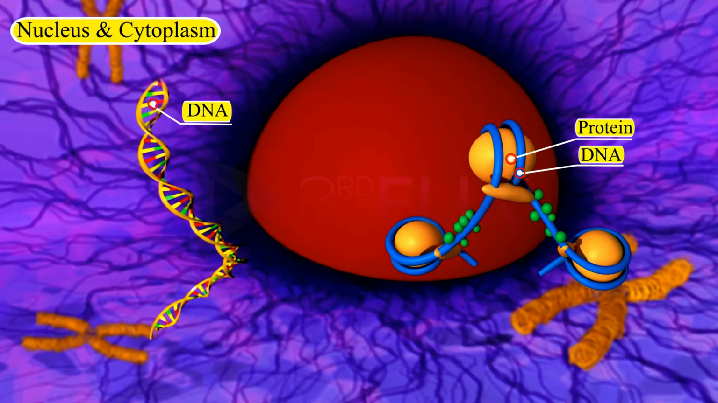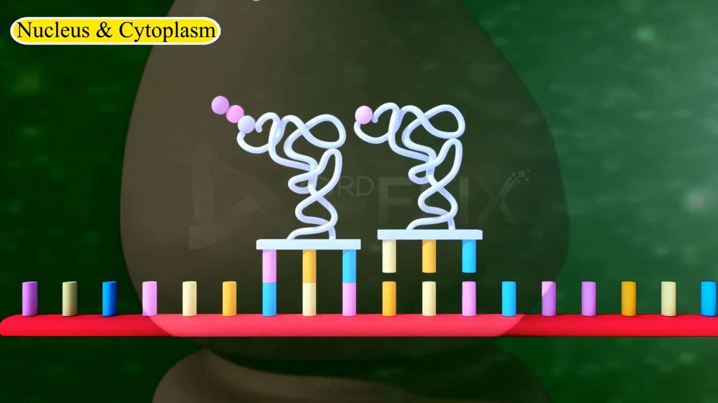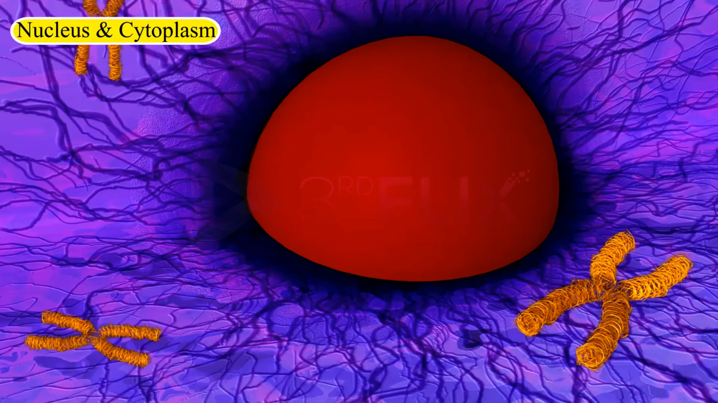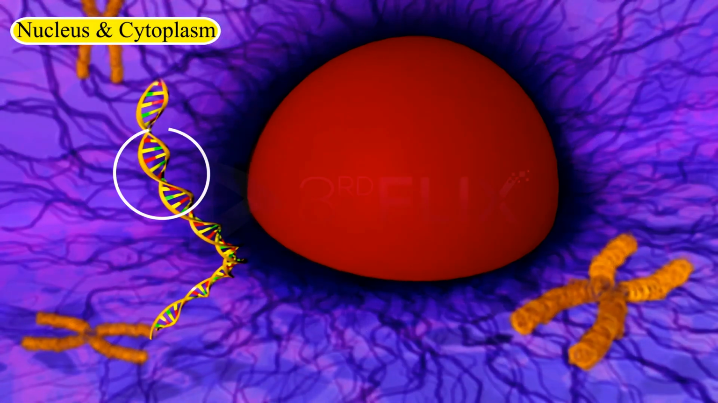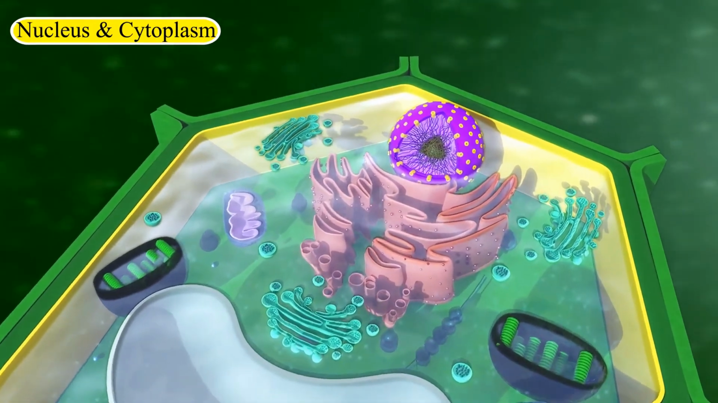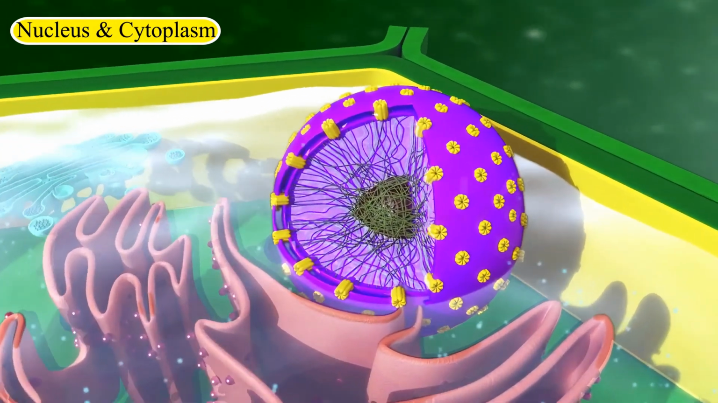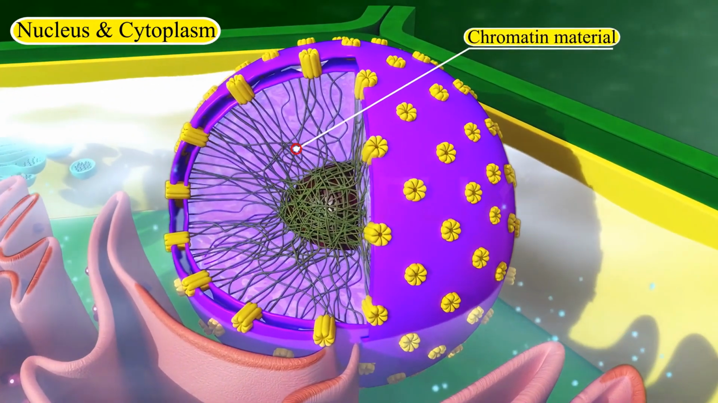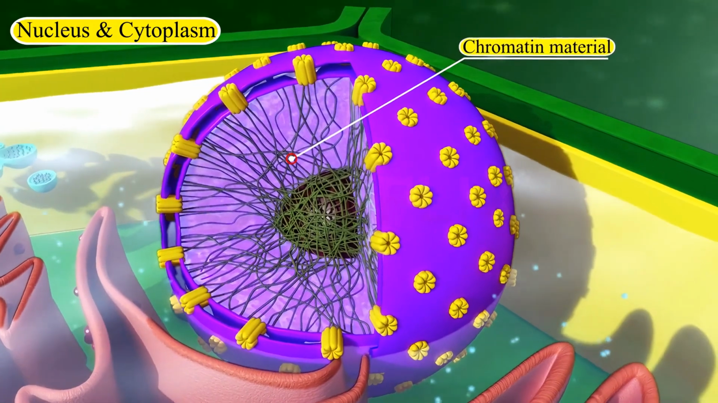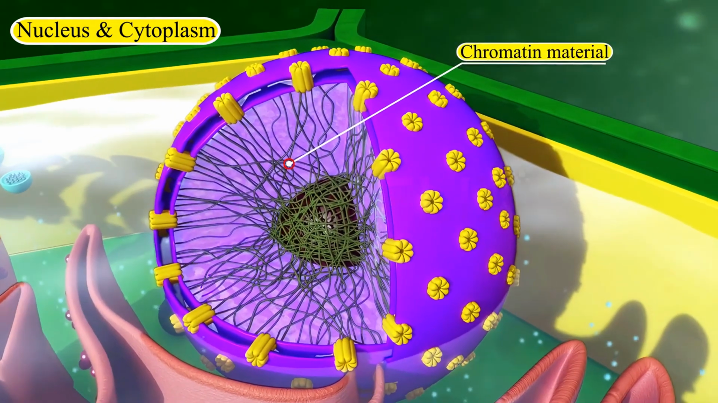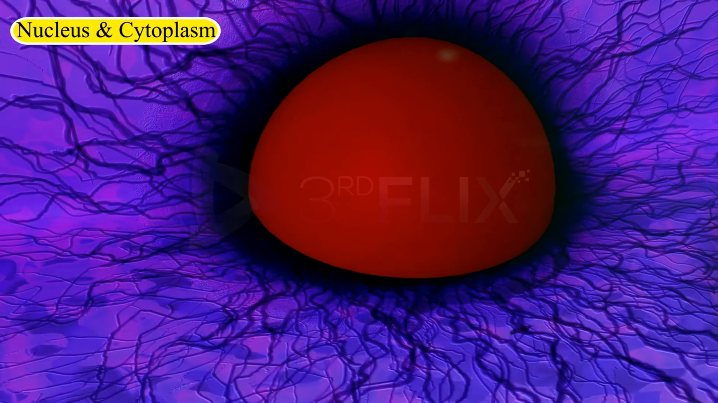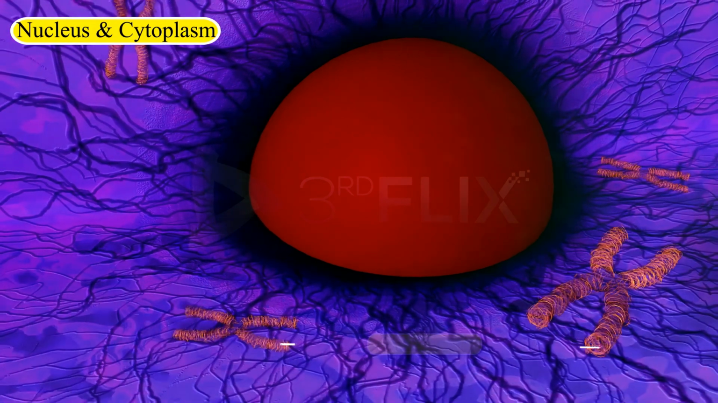DNA molecules contain the information necessary for constructing and organizing cells. Functional segments of DNA are called genes. In a cell which is not dividing, this DNA is present as part of chromatin material. Chromatin material is visible as entangled mass of thread-like structures. Whenever the cell is about to divide, the chromatin material gets organized into chromosomes.